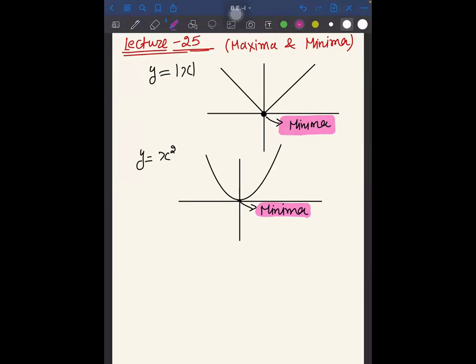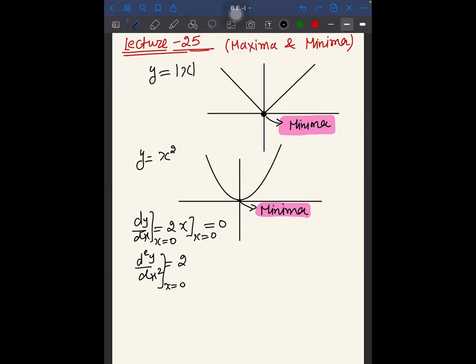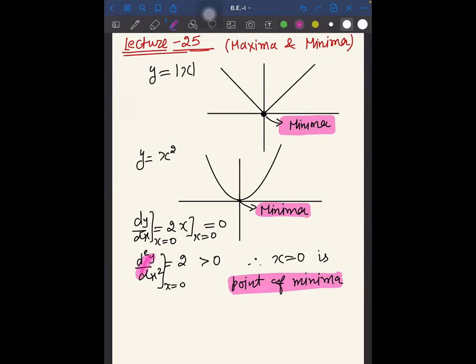So let's break it into pieces and try to understand how it works. First of all, we find dy by dx at x is equal to 0, and then d square y by dx square. So dy by dx at x is equal to 0 is 0, right? And the second derivative at x is equal to 0 is positive, so x is equal to 0 is the point of minima. Am I right in saying this? But can somebody tell me why this second derivative helps us?